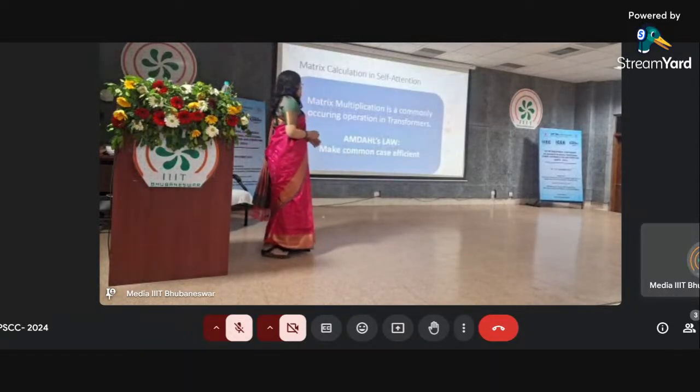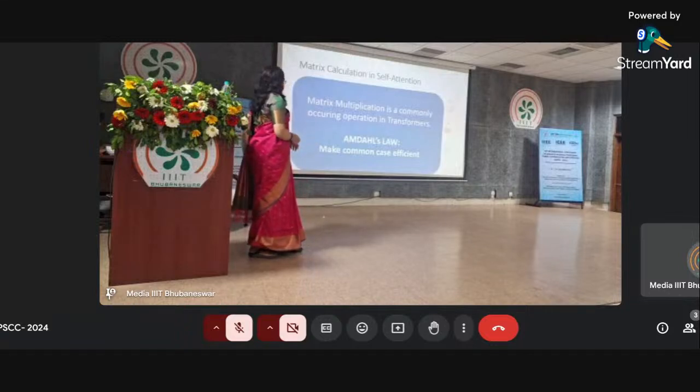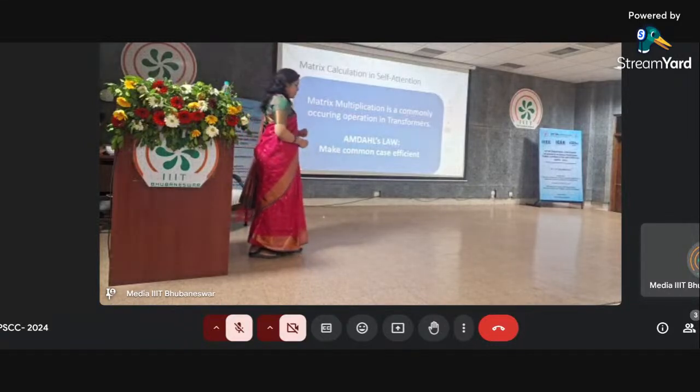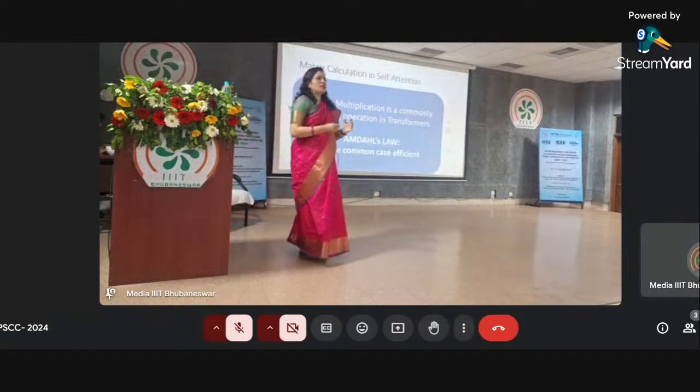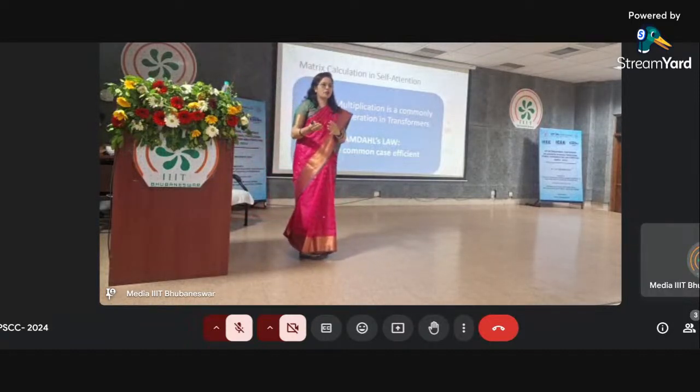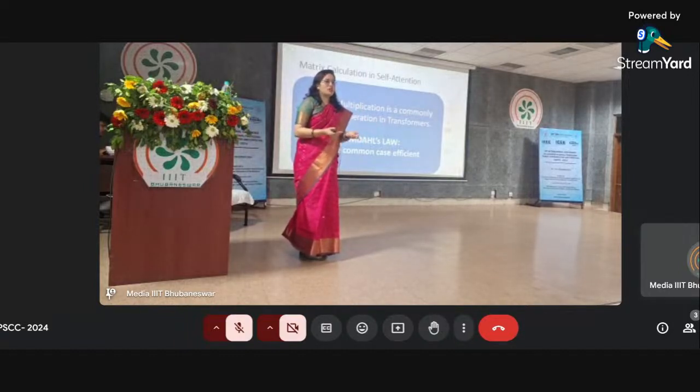Applying Amdahl's law, that is making the common case faster: matrix multiplication is one of the most commonly occurring operations in transformers. That is the reason many of the research in HPC, high performance computing, or computer architecture focuses on optimizing matrix multiplication on any specific hardware, and also on finding a better matrix multiplication algorithm that can be optimized.